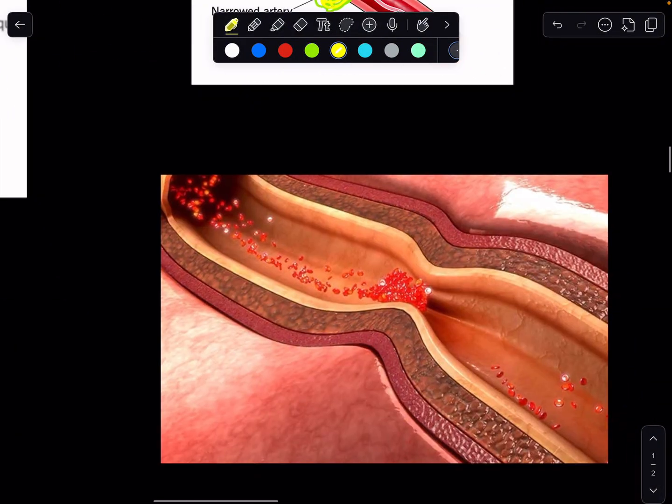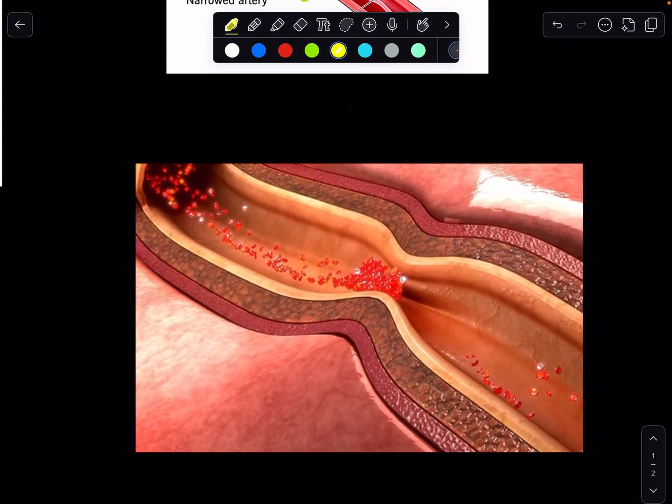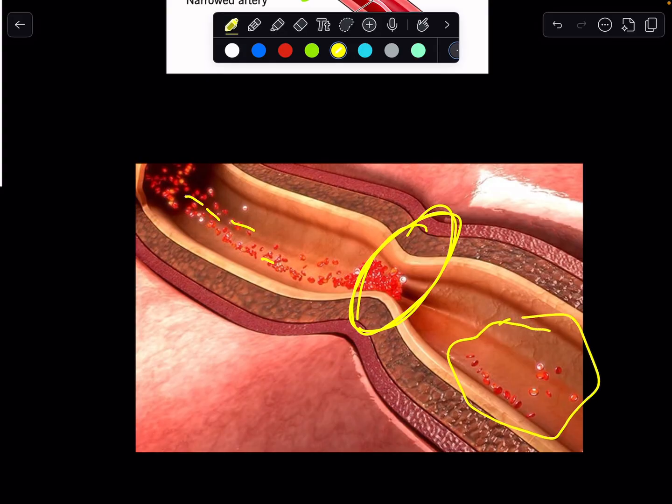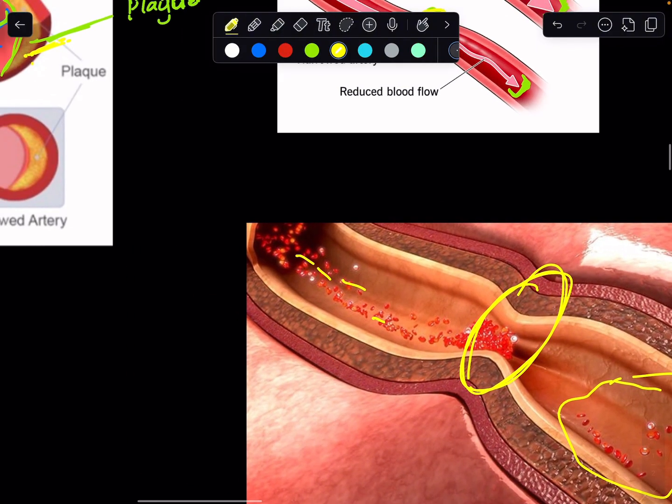And look at this also, there's this image. This is where it spasms or tightens. This is the amount of blood coming through first. And because it tightens, the amount of blood coming through is so much less. So we can say that there's reduced blood flow. Why? Because of the narrowing.